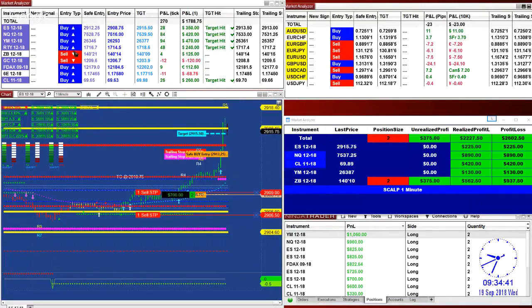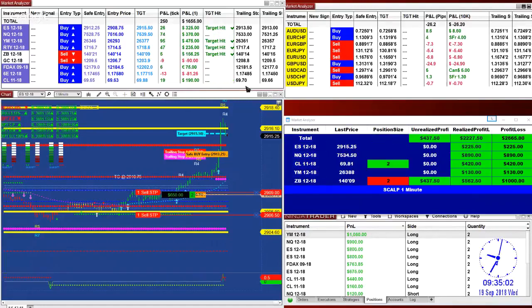And then it gives you the direction and a safe entry, as a pullback re-entry, where we're going to be entering the market. Entry price, as an example now, is 2908.75. The target is 2915.50. And then we are at 26 ticks from that signal trade. The same story on the NASDAQ. Right now on the last signal here, we have 27 ticks.